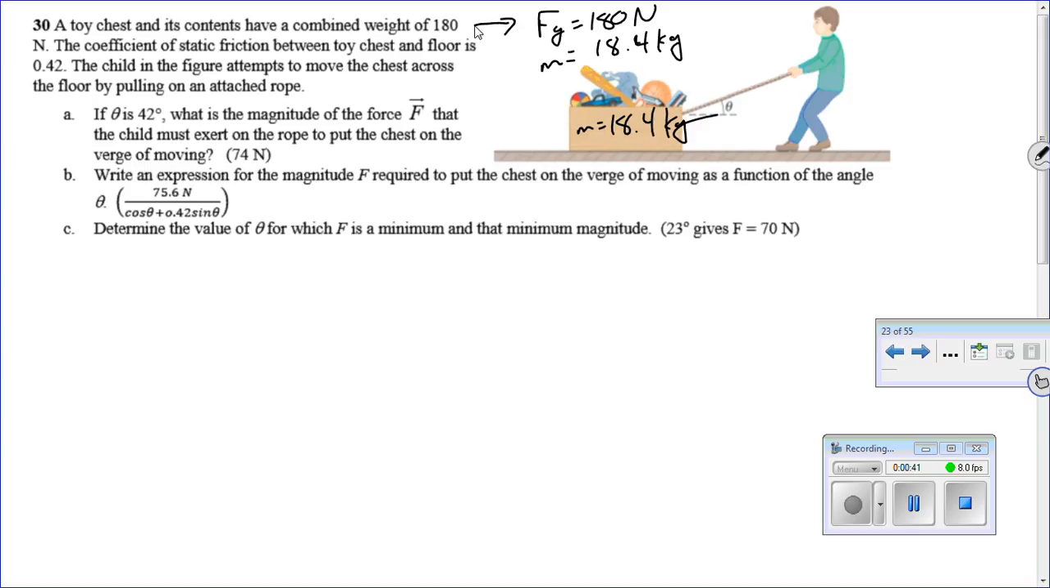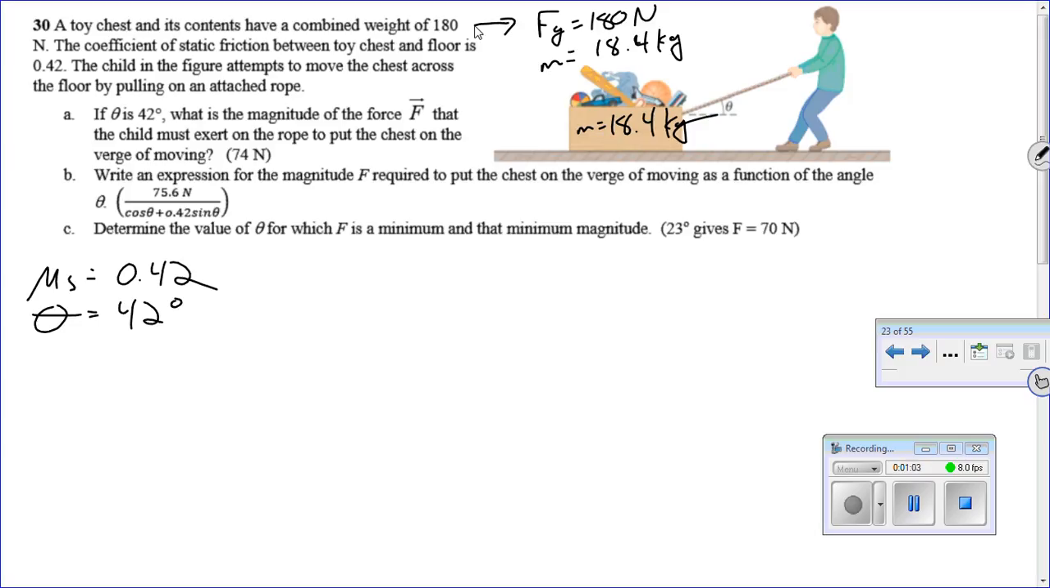We know that the coefficient of static friction is 0.42, and the child in the figure is attempting to move the chest across the floor by pulling it with this rope over here. And it tells us that the rope makes an angle of 42 degrees. So the question is, what's the magnitude of the force that he has to exert to put it on the verge of moving? In other words, just to get it moving.